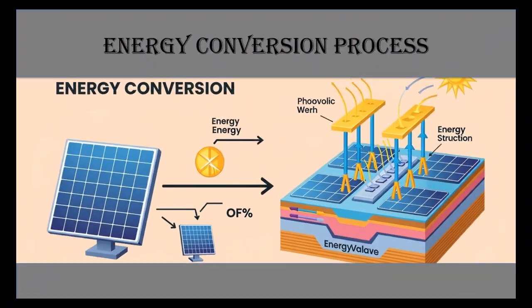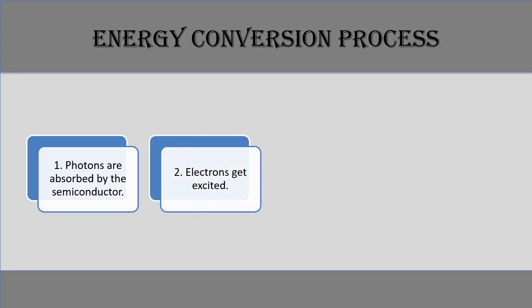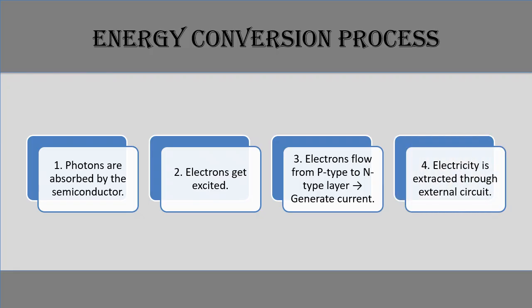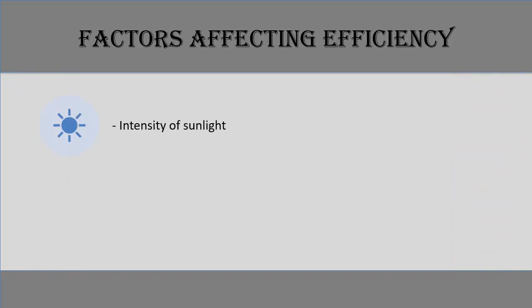Energy conversion process. When photons are absorbed by the semiconductor, electrons are excited and moved from the p-type layer to the n-type layer. This movement generates an electric current, which is extracted and used as electrical power in an external circuit.